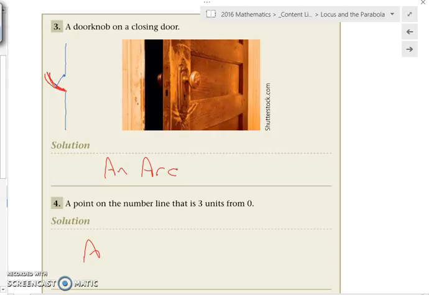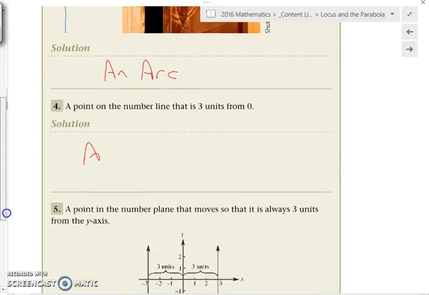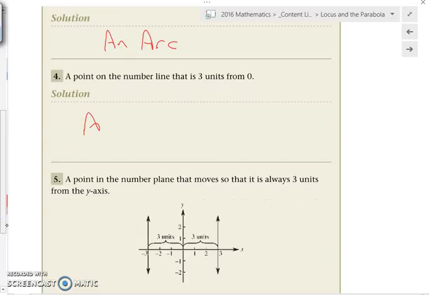Last one on this one. A point on the number line that is 3 units from 0. Now remember, this is on a number line. It's not three-dimensional. It's not even two-dimensional. It's one-dimensional. Okay, so think about a number line. There's 0. That's -3. That's 3.